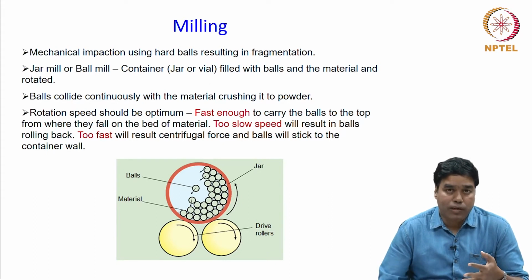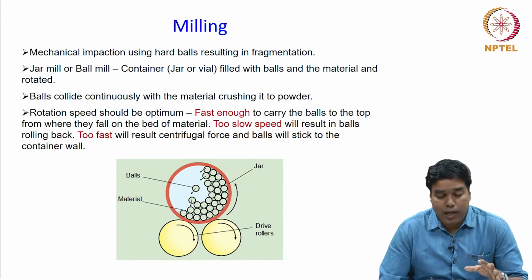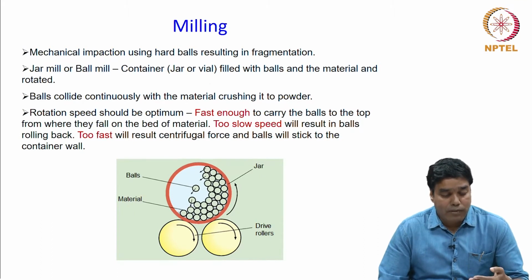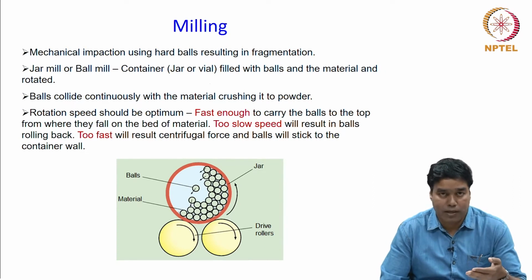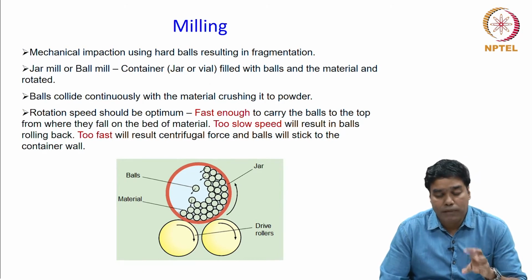So, in order to do that, you actually need a container in which you can fill these balls and the material together. Okay. And then you apply some kind of mechanical action, for example, rotation or some other movement, so that these balls can collide with the material and fragment it. So, in case of jar mill or ball mill, for example, you use a jar as a container, which is also known as a vial, and fill this container with the ball and material in a certain weight ratio.